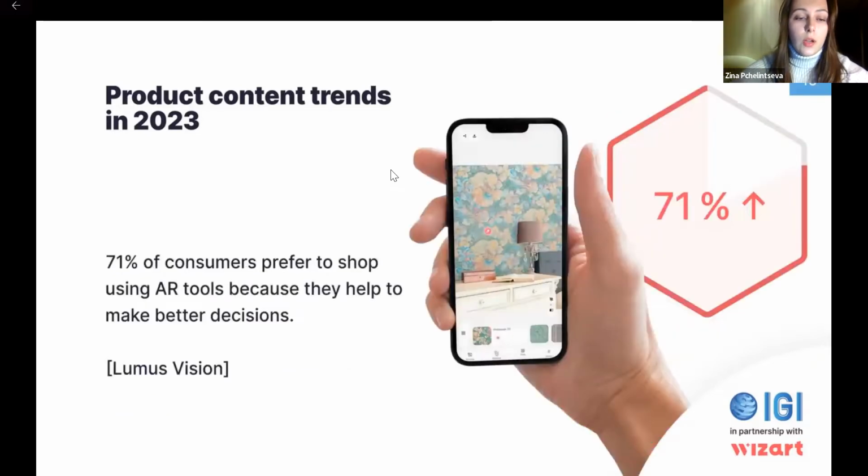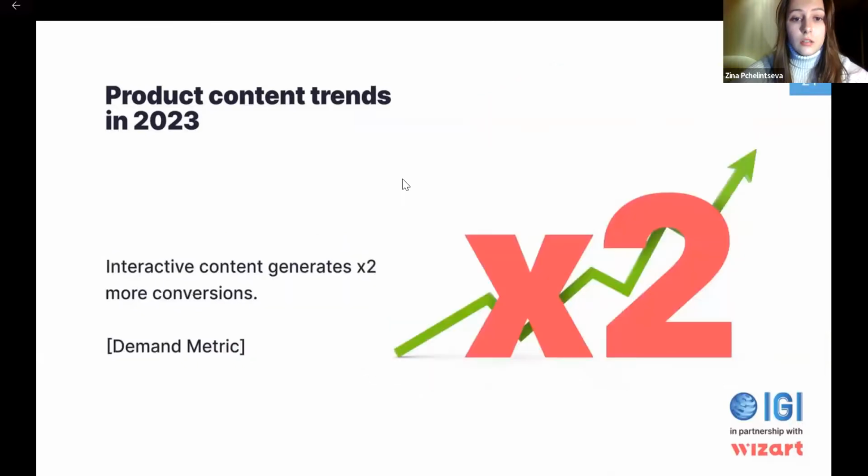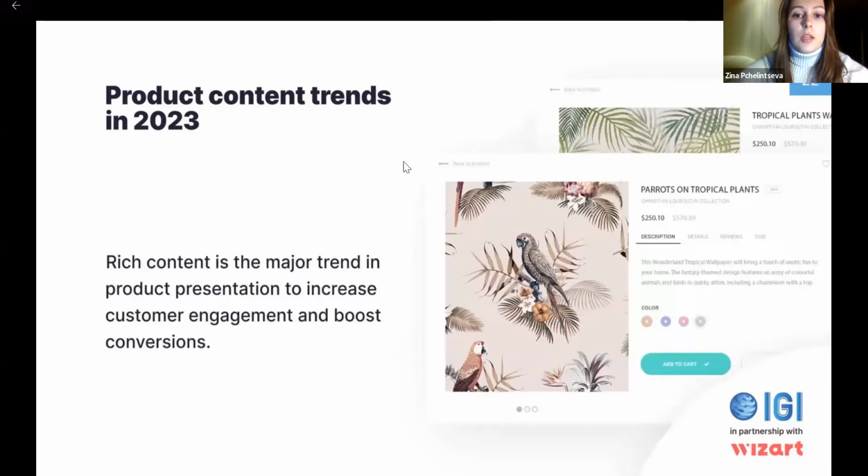And talking about the ways consumers buy products today, 71% of them prefer using AR technologies that some of the retailers offer to them. However, only 1% of retailers have these technology tools installed on their website, which is extremely low, given that these tools usually generate twice more conversions compared to the traditional way of selling goods online. So all of these facts make us think that rich content is one of the major trends today that helps businesses increase customer engagement and boost conversions.